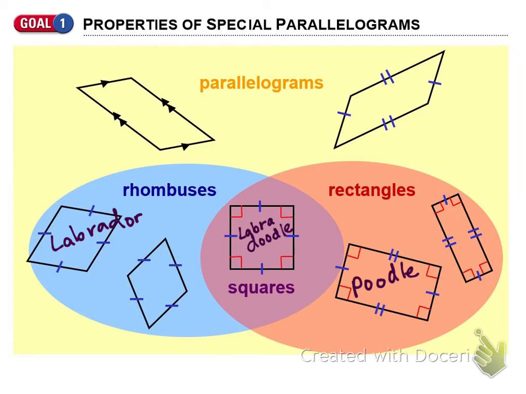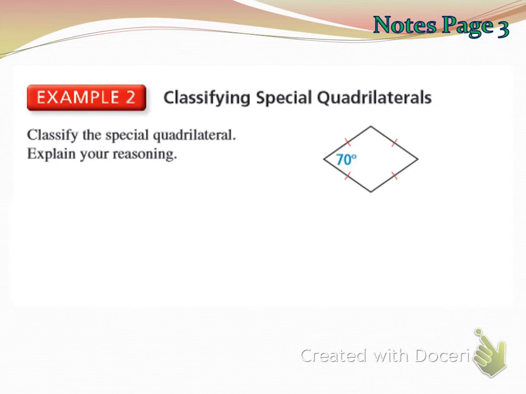So squares have all the properties of a parallelogram because it's a parallelogram. It has all the properties of both a rectangle and a rhombus. We're just going to do a rhombus today and then do a rectangle and square tomorrow. So, starting with this on page 3, classify the special quadrilateral and then explain your reasoning. I don't know why, but students get this wrong on their test. You have 4 options. It's either a parallelogram, rectangle, rhombus, or square. So, what do we notice about this picture?